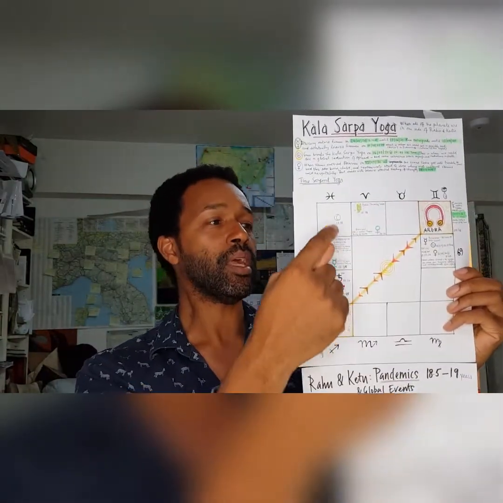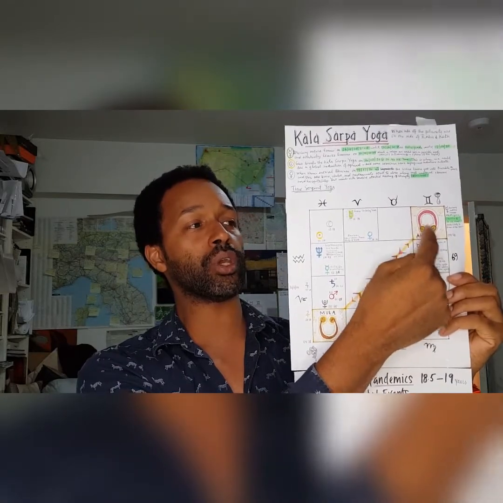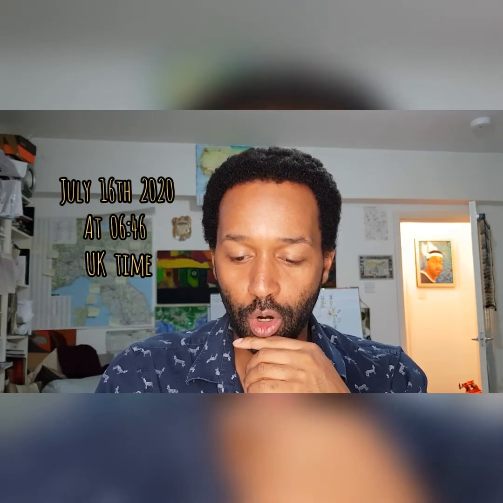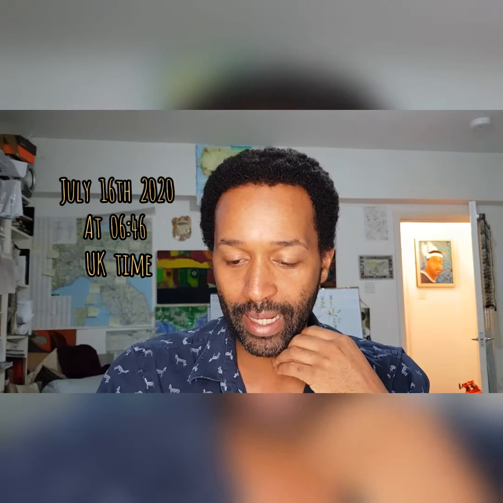However, the sun, as I've stated in videos before, is soon going to break this Kala Sarpa Yoga. And if I remember correctly, let me just check my notes. The sun will break that on the 16th of July 2020 at 6:46 a.m. UK time. So we don't actually have that long to go until that happens. So yeah, thank goodness for that. Only a few more days to go. Mercury is also still retrograde, but goes direct on the 12th of July. So that will improve things.